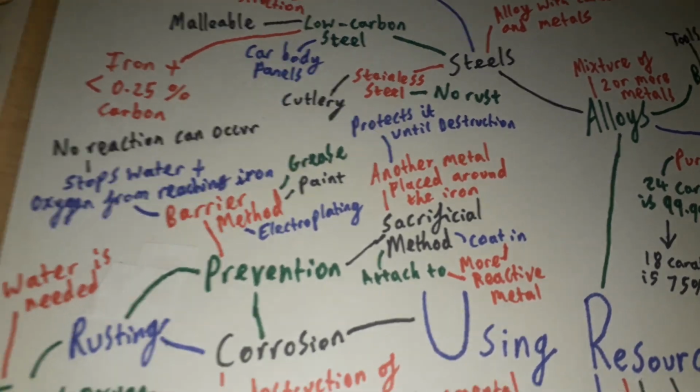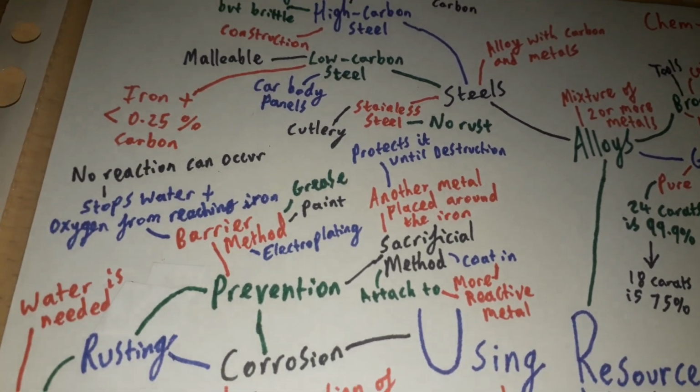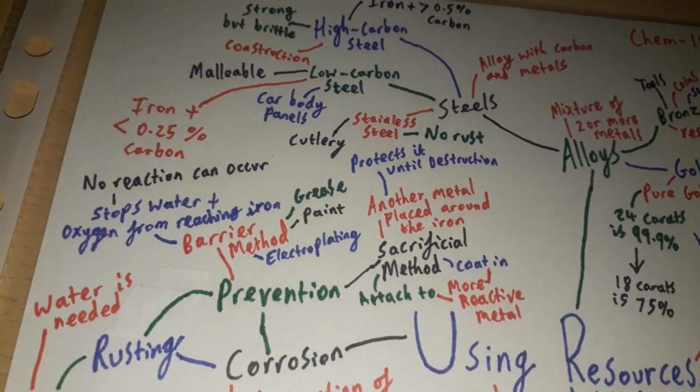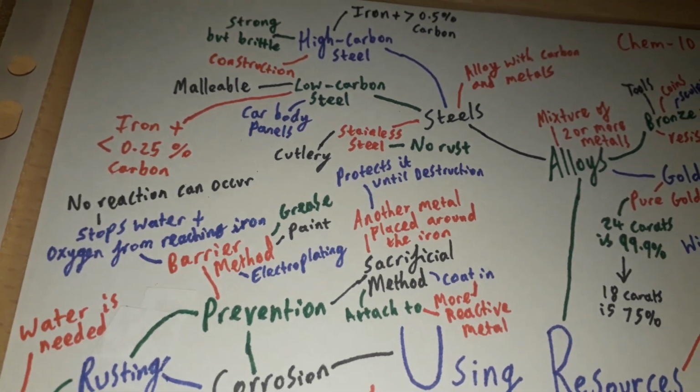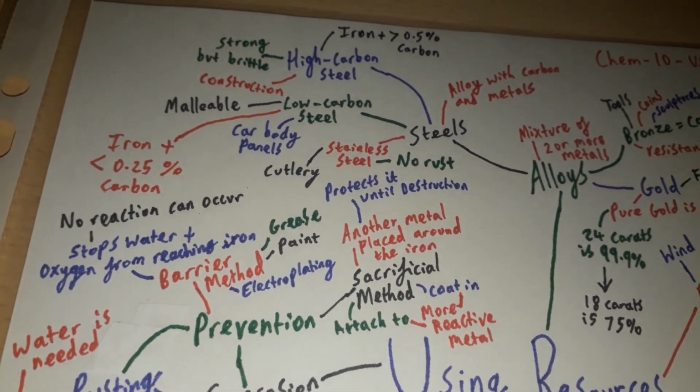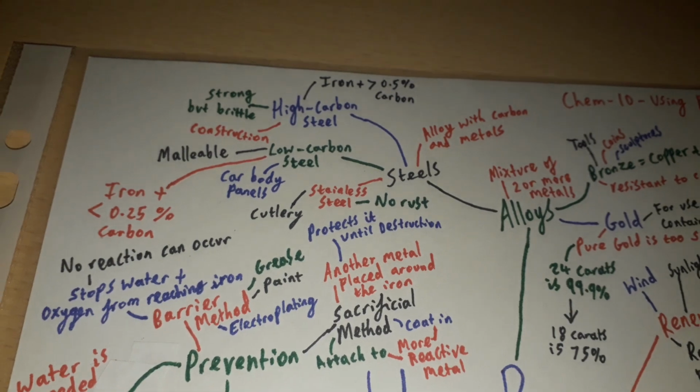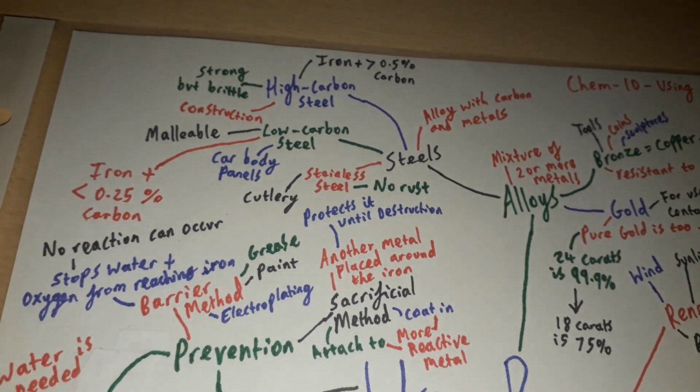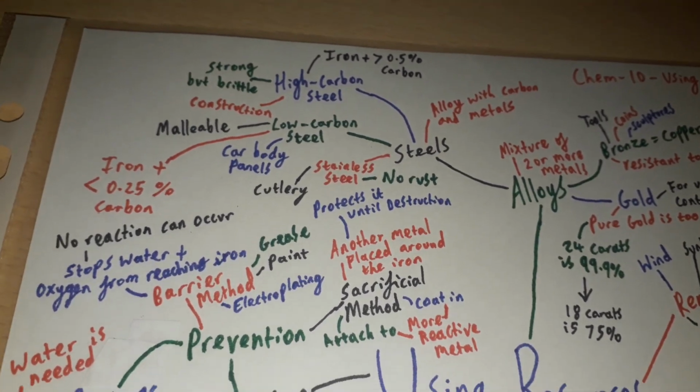So first there's the barrier method, and this is all about stopping water and oxygen from reaching the iron, because if they can't get there, then no reaction can occur, and that's what we want. Examples of the barrier method include grease, painting, and electroplating.